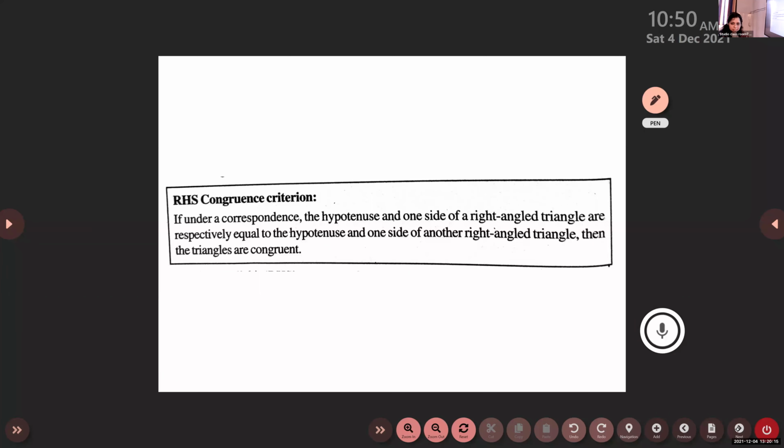What is RHS congruence criteria? It says that if under a correspondence, the hypotenuse and one side of a right angle triangle are respectively equal to the hypotenuse and one side of another right angle triangle, then the triangles are congruent. So actually, what is the meaning of that? If two right triangles are given, what you have to compare? You compare only their hypotenuses and one more side. If hypotenuses are equal and one more side are equal, then you can conclude that the two triangles are congruent. That is the meaning of this.